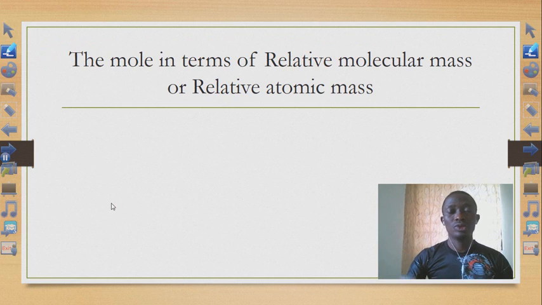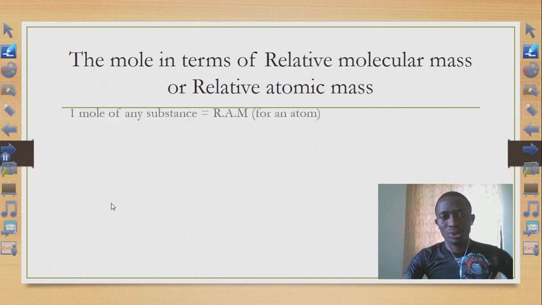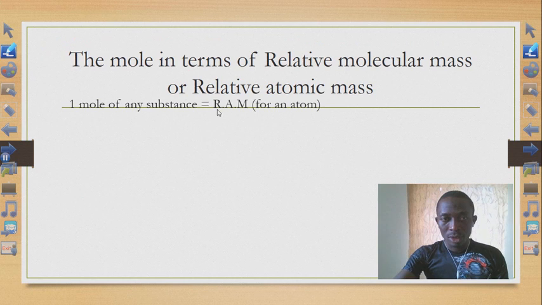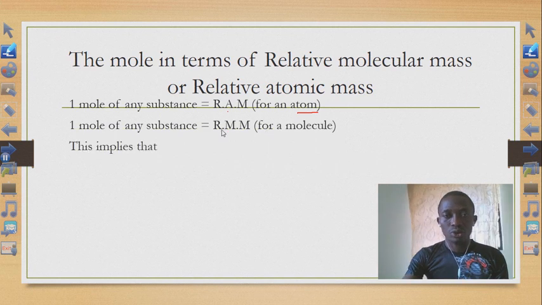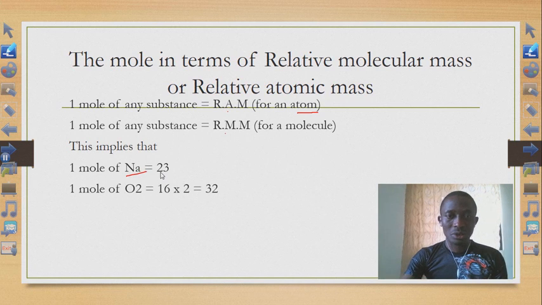So I move on to the second one, that is the mole in terms of relative molecular mass or relative atomic mass, and I'm going to break this down to you. When you talk about an atom, then I use relative atomic mass. And when I talk about a molecule, I talk about relative molecular mass. So this implies that 1 mole of sodium equals 23. This will always be given in the question. You don't need to waste too much time on that.